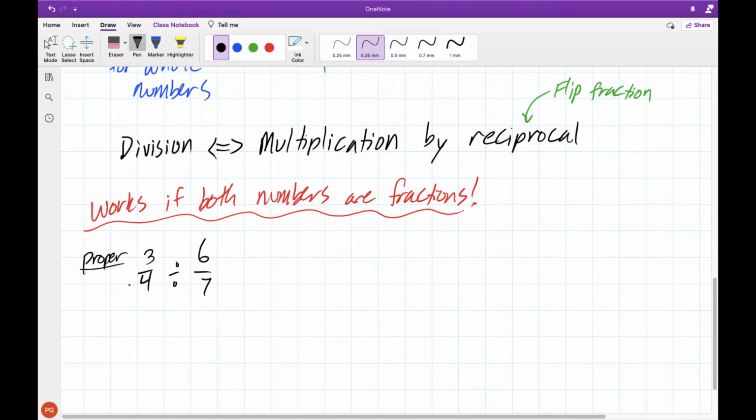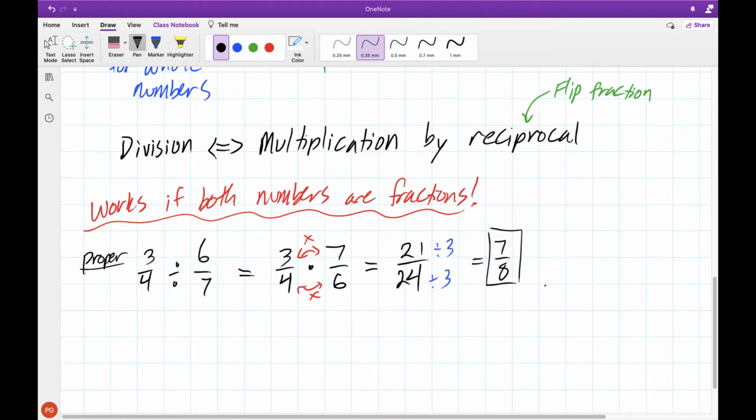So if we take this example here, we can turn this into a multiplication problem by flipping our second fraction. And we covered how to do problems like this. We multiply the tops together, we multiply the bottoms together, and then we just need to reduce this fraction to finish off our question. If you want to see how to do this type of question using a diagram, there are some examples in the textbook that you can look at.